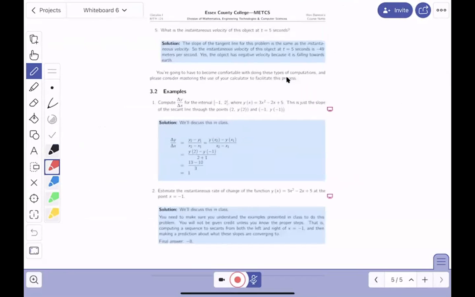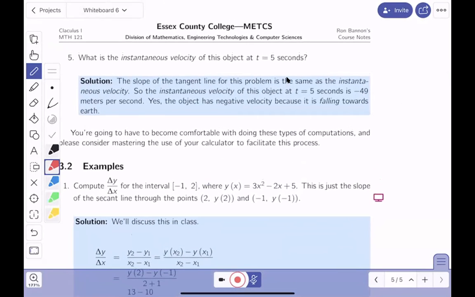Let me go to 5. What's the instantaneous rate? We've already answered that question. It's going to be minus 49 meters per second. And that answer is written over here, by the way. Let me point this out to you. Minus 49 meters per second. We've answered that question already. That's the instantaneous velocity. So what did we introduce today? Concepts. Concepts that we need to reaffirm by doing examples.